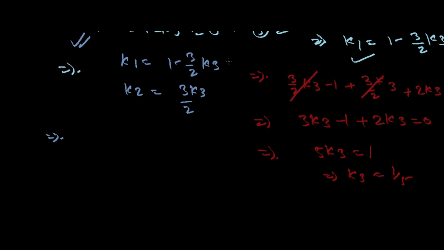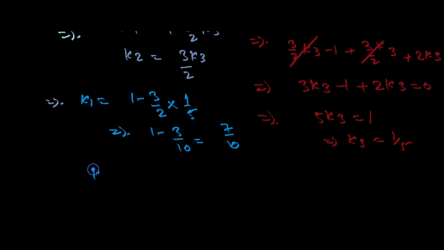Then what about K1? K1 will be equal to 1 minus 3 by 2 multiplied by 1 by 5. That is equal to 1 minus 3 by 10, that is equal to 7 by 10, right? And similarly, K2 will be equal to 3 by 2 into 1 by 5. That is equal to 3 by 10. Okay, so we have our components.